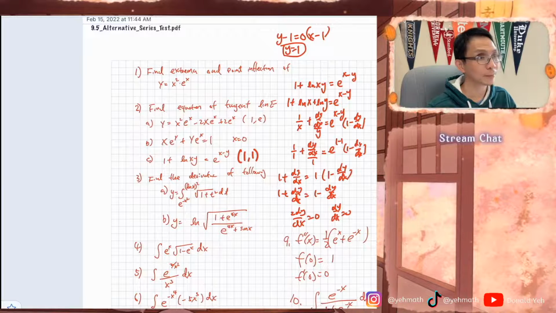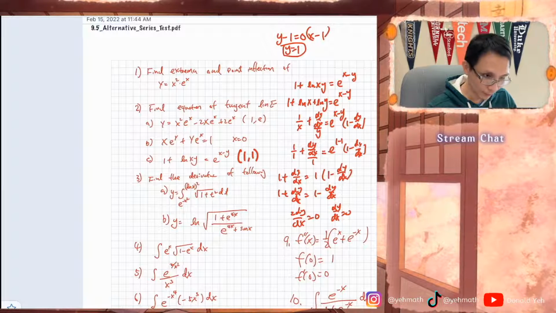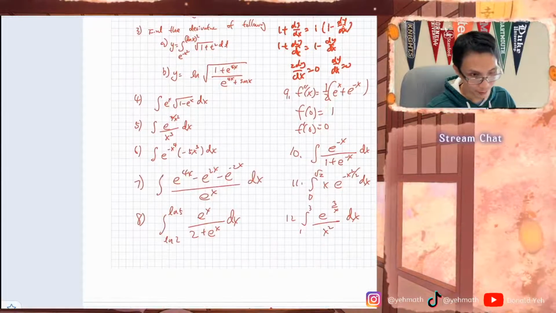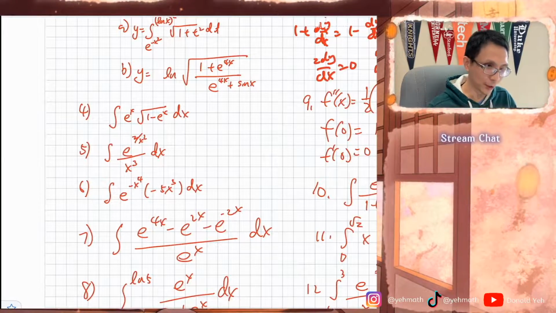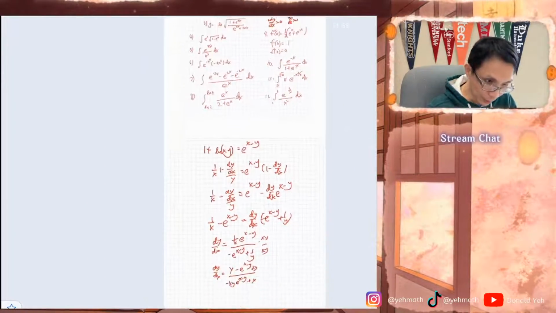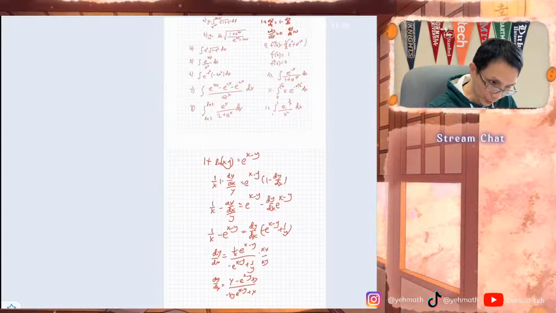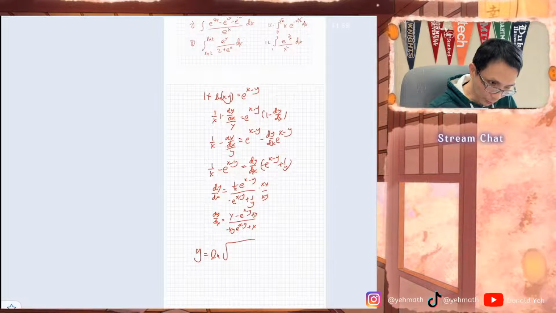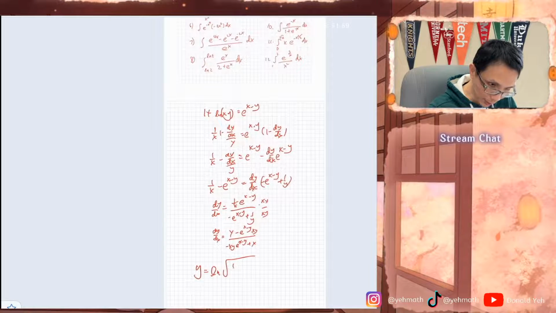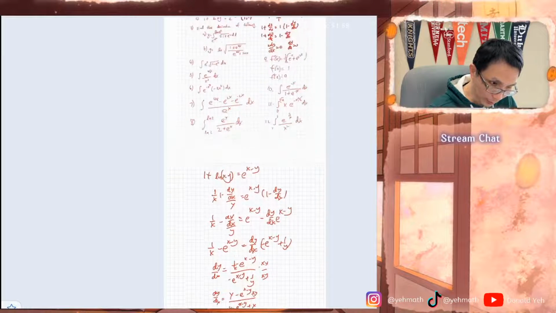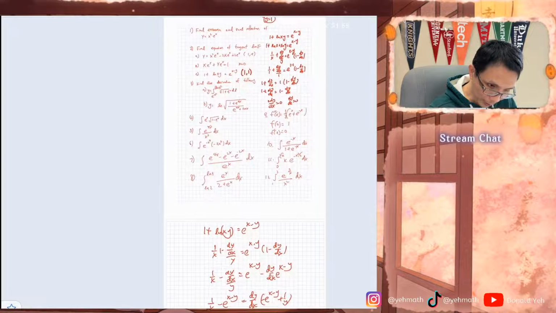Questions? Yes. Could you do 3B? 3B is a great question. So 3B is basically y is equal to the natural log of the square root of 1 plus e to the 4x, I think, and e to the 4x plus sine of x.